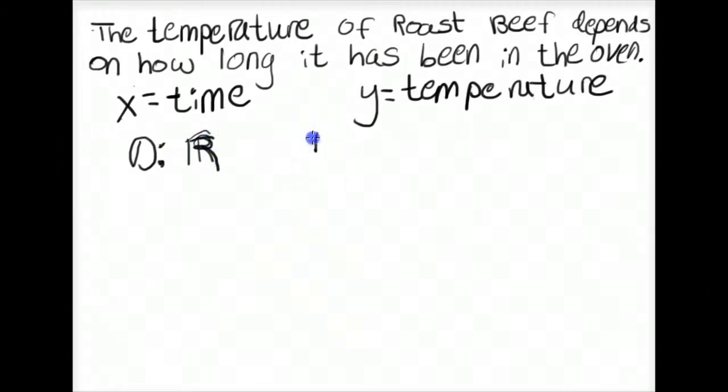The range, on the other hand, would be basically the temperature from when it is in the refrigerator to when it reaches its maximum temperature in the oven. So it's not really all reals, but we can say the range is from the temperature in the refrigerator to the temperature in the oven.